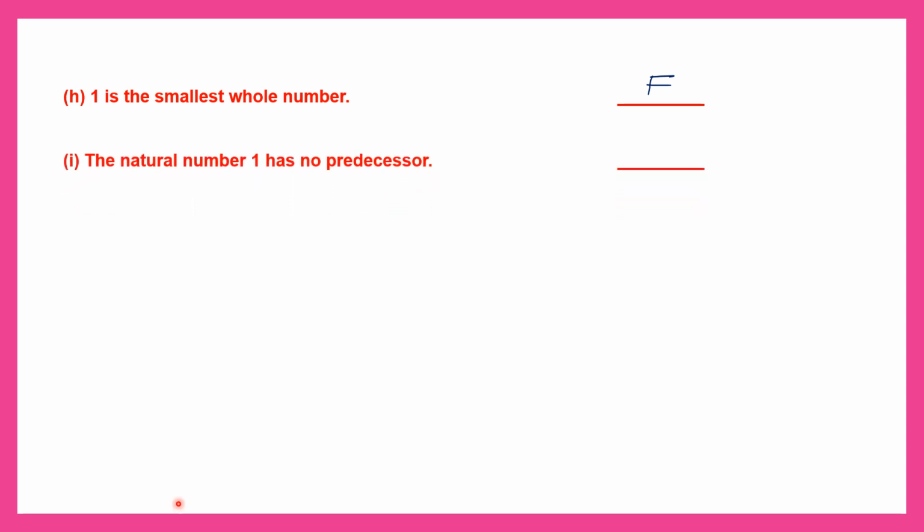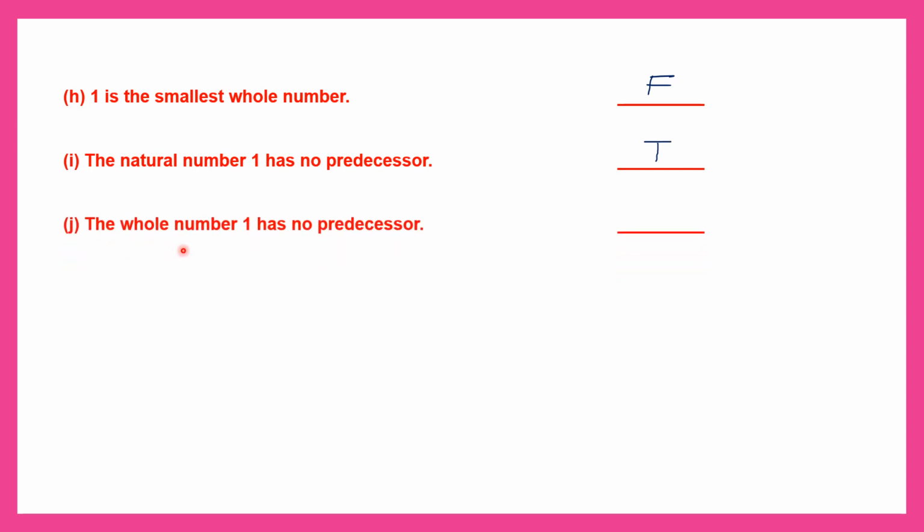Next one, the natural number 1 has no predecessor. Now what comes before 1? 0. But 0 is not a natural number, it is a whole number. So this statement is true. The natural number 1 has no predecessor. So this statement is true.